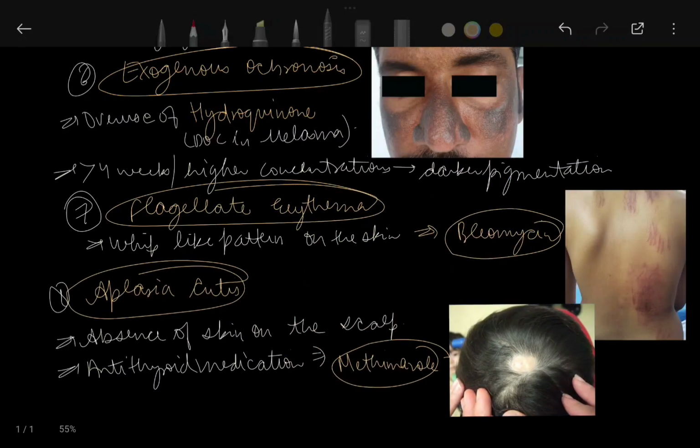Now repeating: exogenous ochronosis, hydroquinone. Then flagellate erythema was due to bleomycin. And last but not least, aplasia cutis is because of methimazole. That's all.